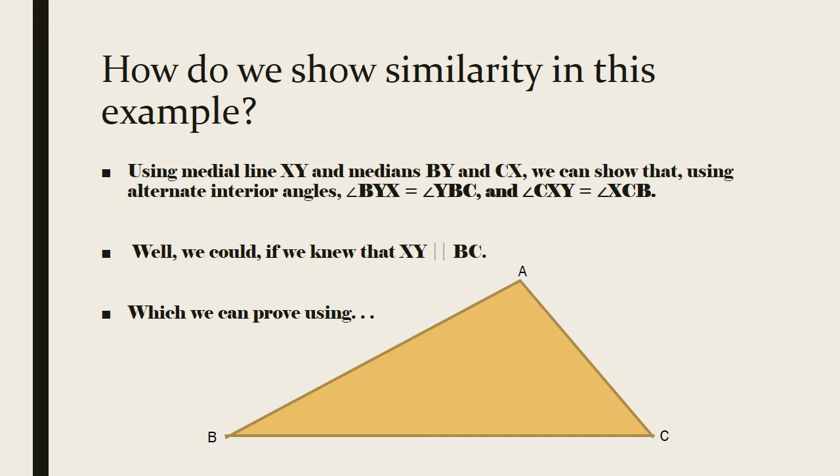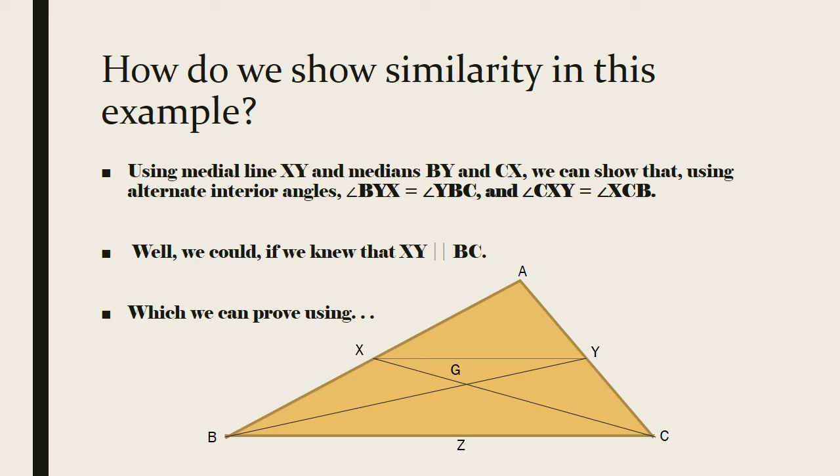Coming back to our original theorem, we need to prove that definition of the centroid, and we will start doing that by using similarity. So we need to show that the triangles XGY and CGB are similar. And we will begin to do this by using the similarity criteria of angle-angle. And we can do that only if we know that XY is parallel to BC.